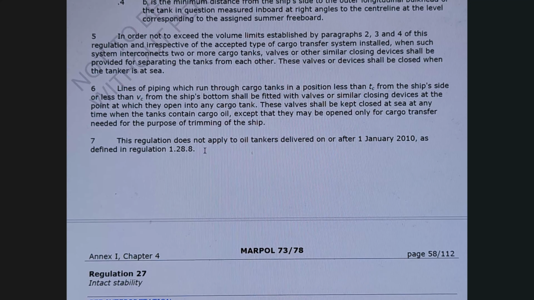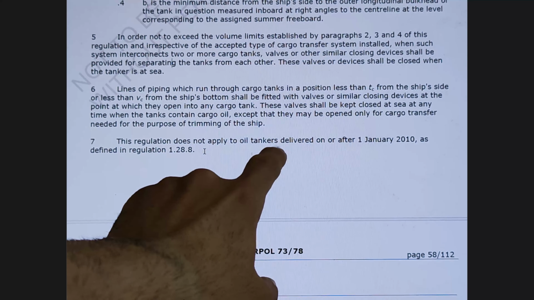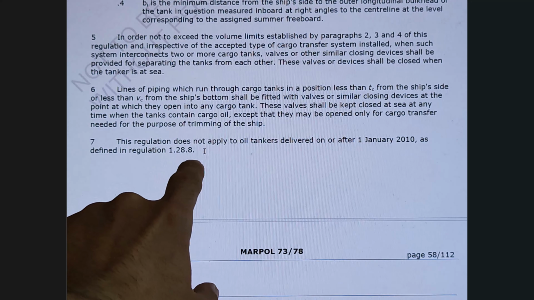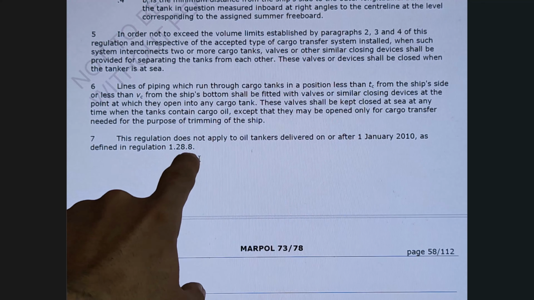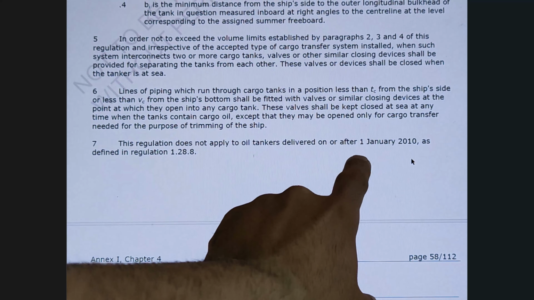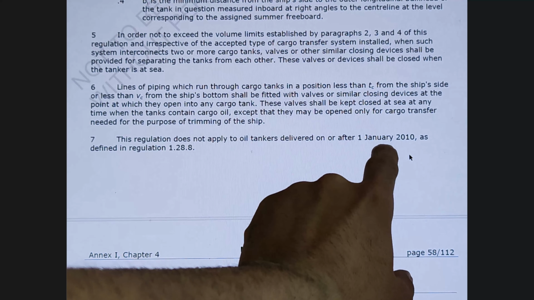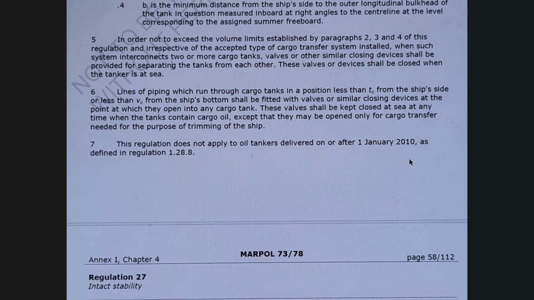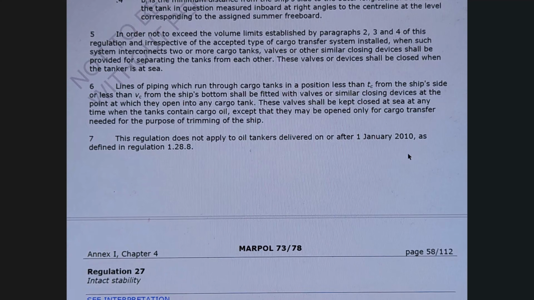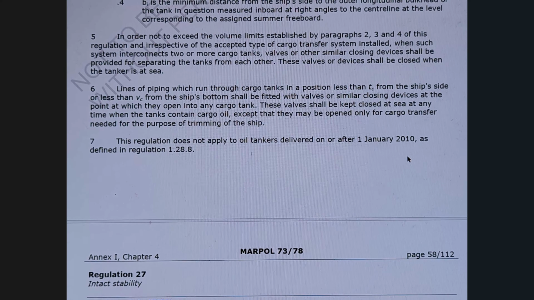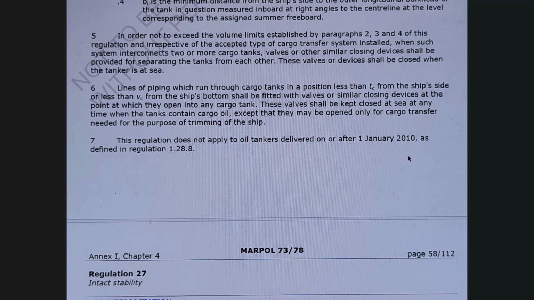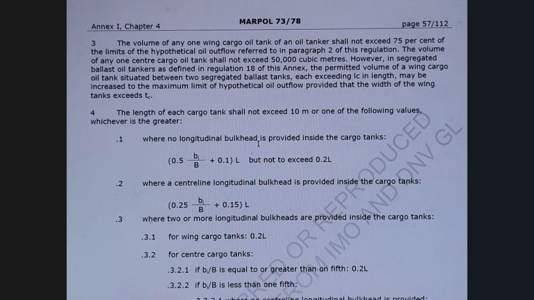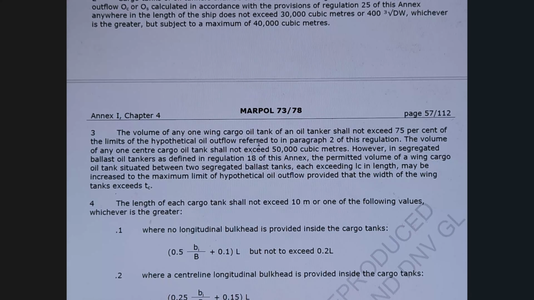Also, finally, it's telling, as I tell you, that this regulation does not apply to the oil tankers delivered on or after 1st January 2010 as defined in Regulation 1.28.8. What was it telling here, 1.28.8? It was telling that the tankers delivered on or after 1st Jan 2010 are also included with the tankers which are keel laid after 1st July 2007. It was written in this part of regulation number 1. Okay, that's finished for the text. I come back to you, then we will finish regulation number 26.